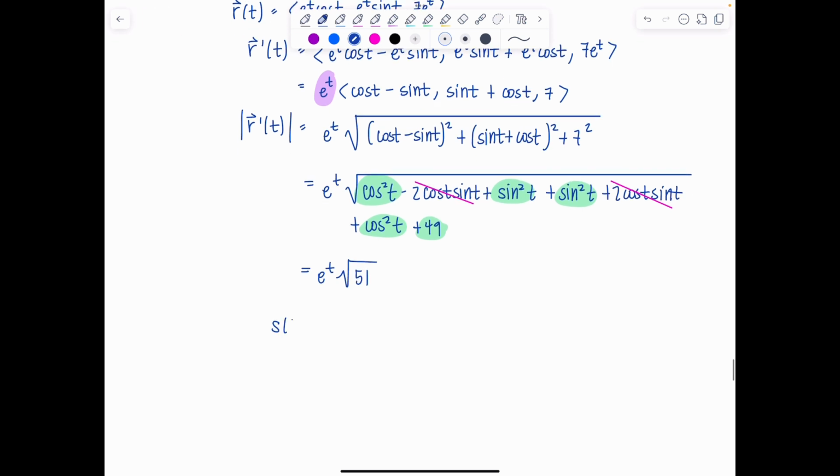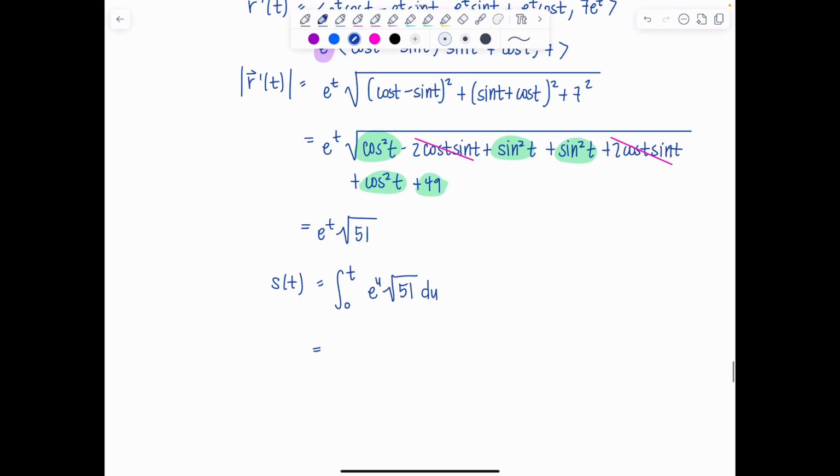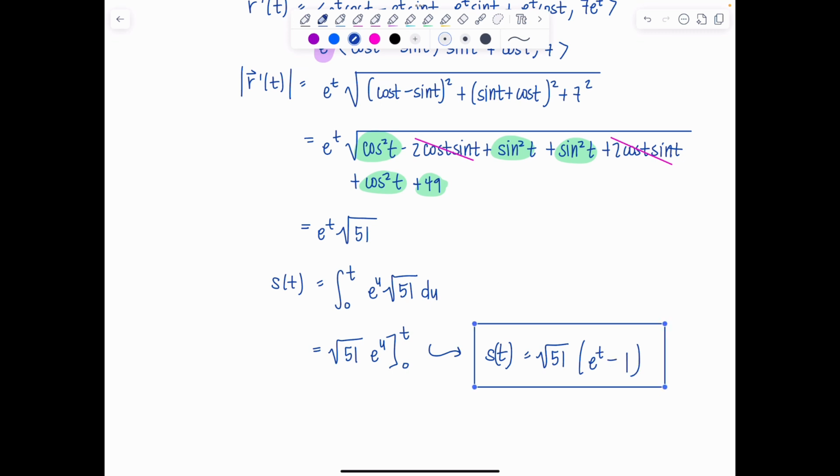Okay, perfect. So then s of t is going to be the integral from 0 to t. You can't have the same variable in the integrand as one of your limits of integration, so we have to swap it out. e to the u root 51 du. Easiest integral, right? The antiderivative of e to the u is e to the u. Evaluate from 0 to t. So then we could say s of t equals, just leave the root 51 out, e to the t minus e to the 0. Done. Okay.